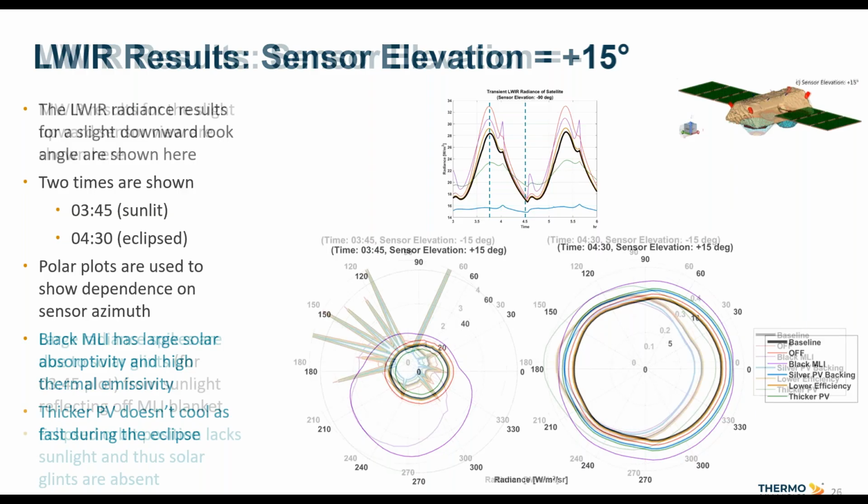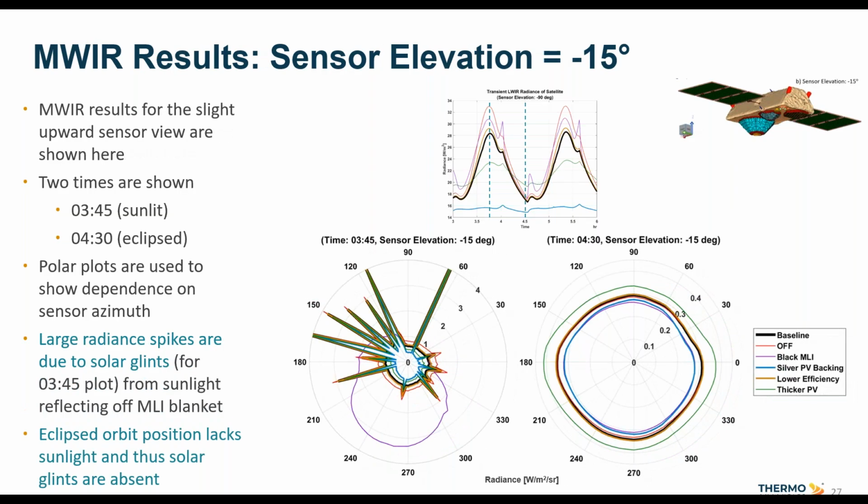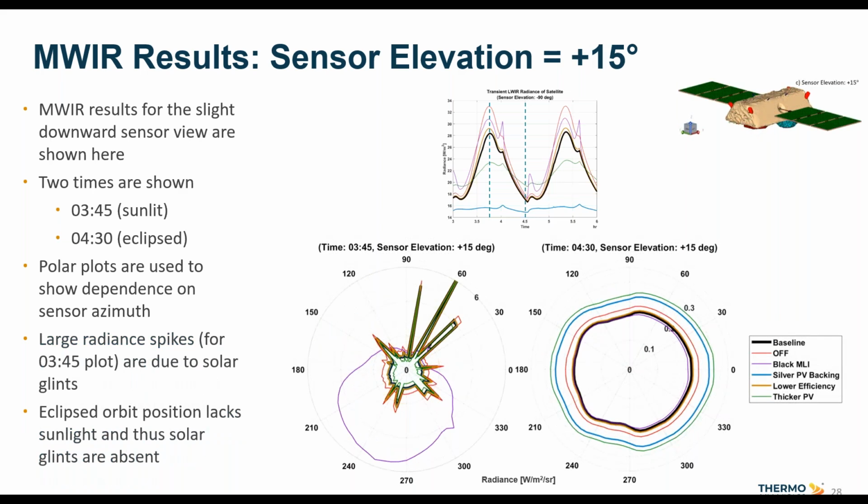In the midwave, we see these spikes again. On the left, you see those big radiance spikes that are coming from solar glints, but obviously they are absent on the lower right, and that's because that's the 4:30 time that's eclipsed. So there's no sun and thus no solar glints showing up then. And from the positive 15-degree angle, we see something a bit similar.